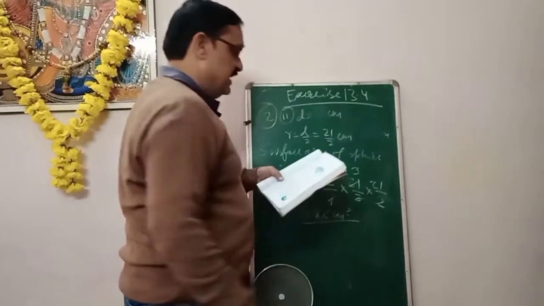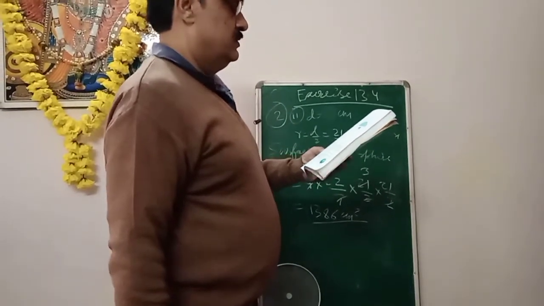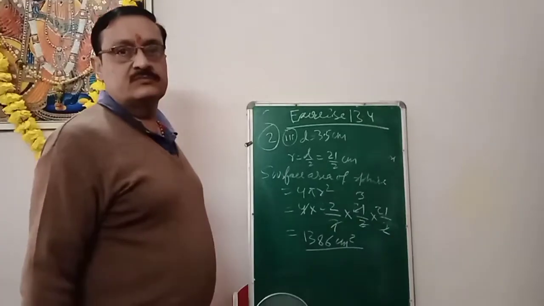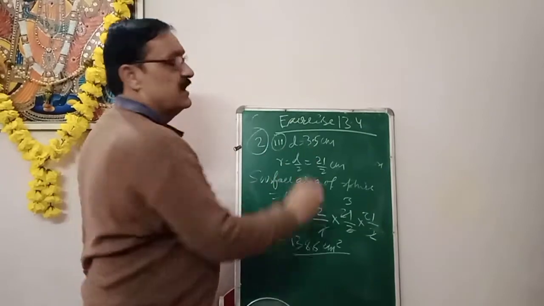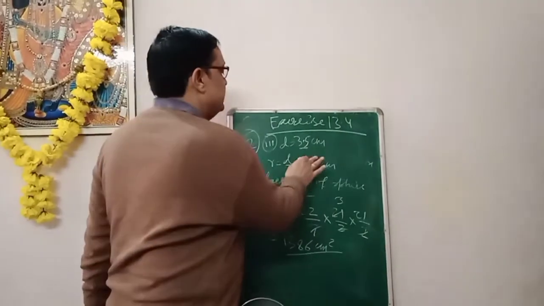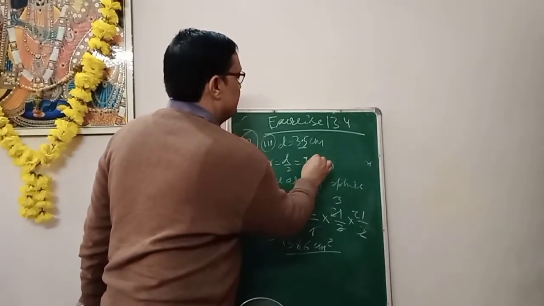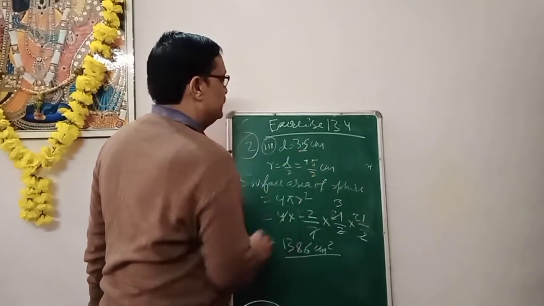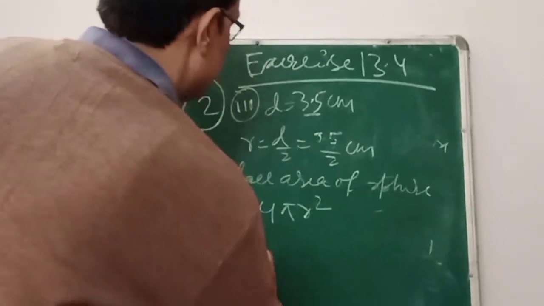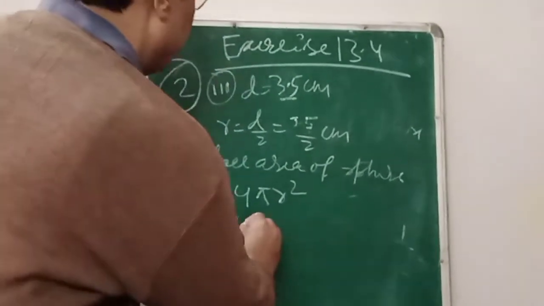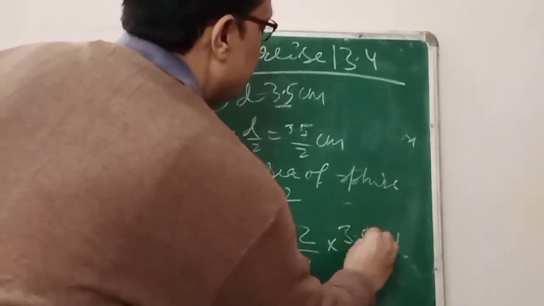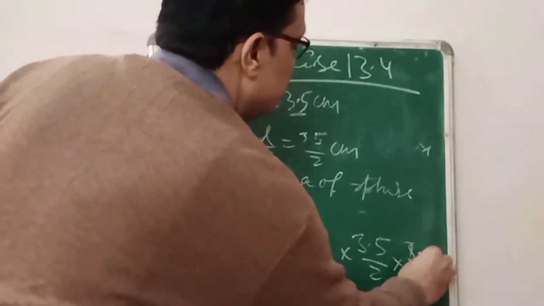The value of diameter changes to 3.5 cm. So accordingly the value of radius is 3.5 divided by 2 cm. Accordingly we will change the values here, and we know surface area of a sphere is 4 pi r square. So 4 into 22 upon 7 into 3.5 by 2 into 3.5 by 2.